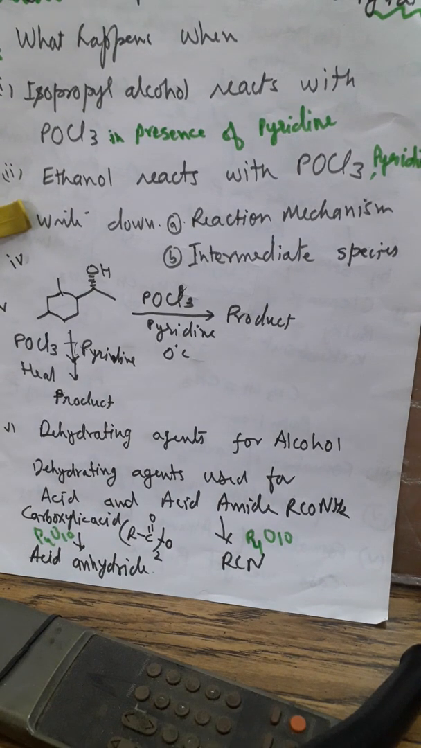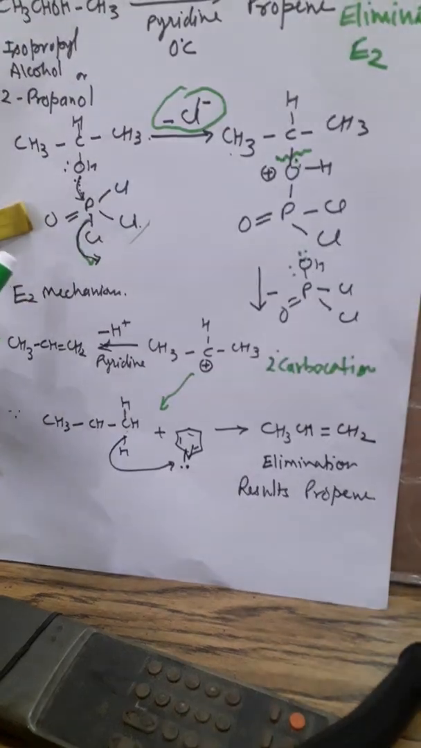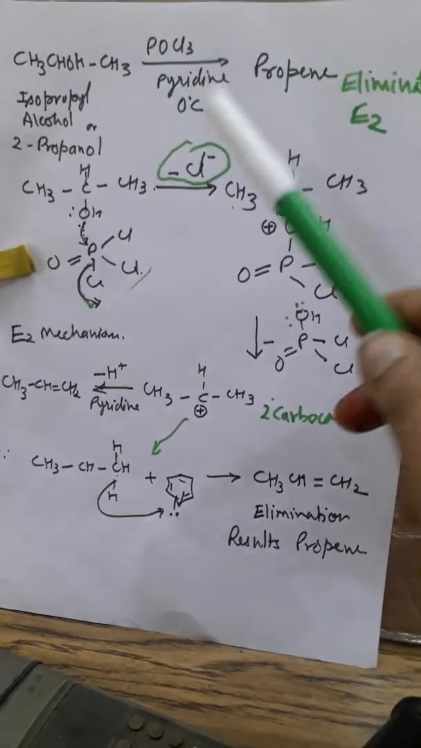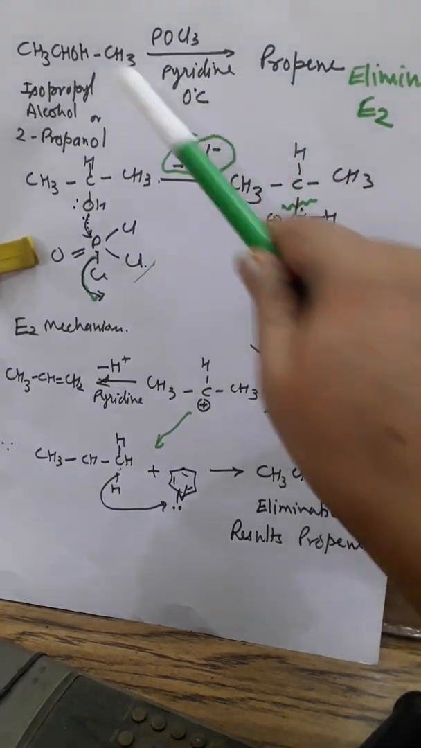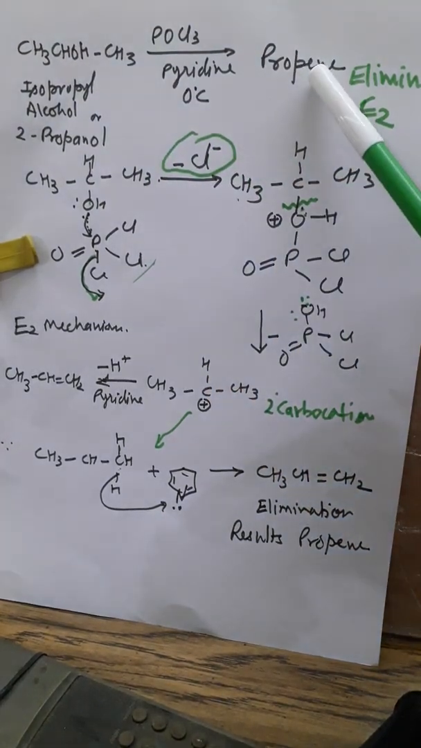So P4O10, what is the function of P4O10? It dehydrates acids as well as amides. Right, now we'll go for the first question. See here, isopropyl alcohol I have written, and then POCl3 pyridine, then propene, elimination E2 reaction occurs. Means the product of isopropyl alcohol after dehydration will be propene.